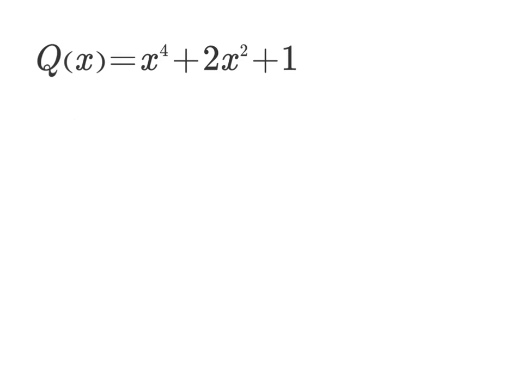Factor the polynomial completely and find all its zeros. State the multiplicity of each zero. Okay, with this one, it looks very quadratic in nature.